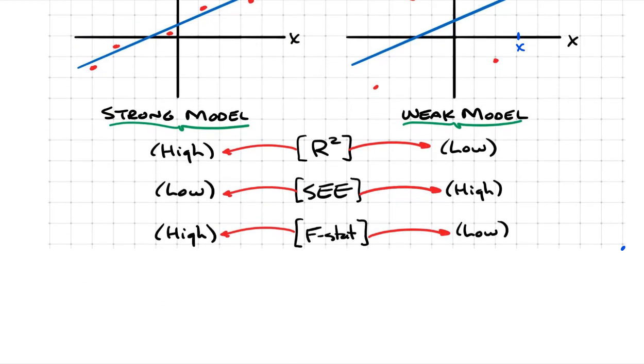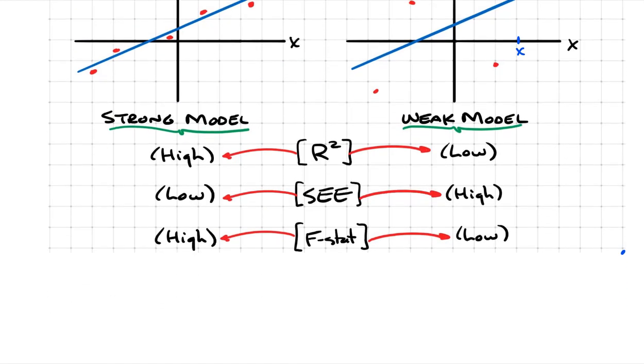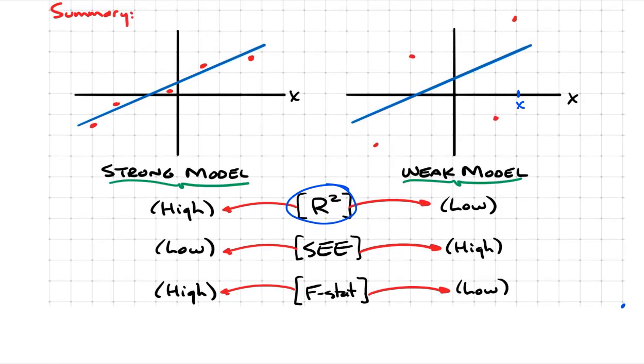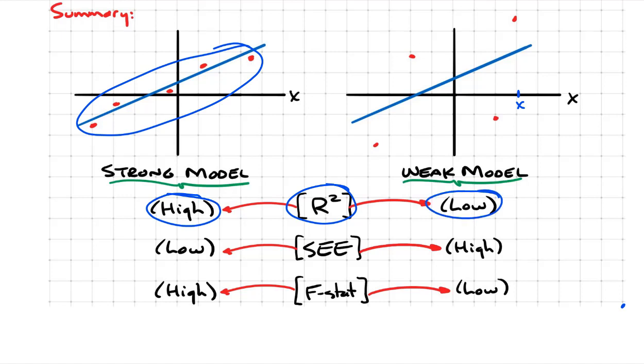But now have a look and see how these metrics indicate whether the model is strong or weak. So first, R squared. Remember the definition of R squared? It's the percentage of the variation in Y that's explained by the model. And here the model is doing a much better job explaining the variation. So the R squared here will be high. And as a result, for the weaker model, it will be low.